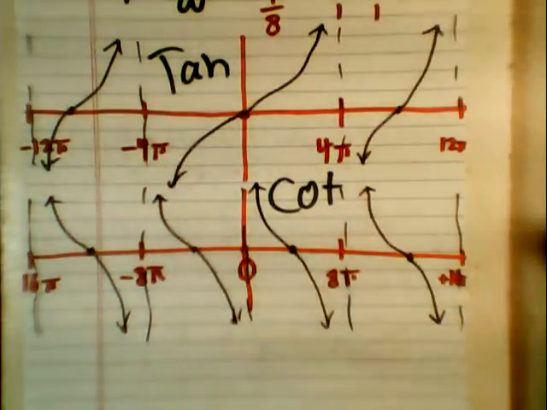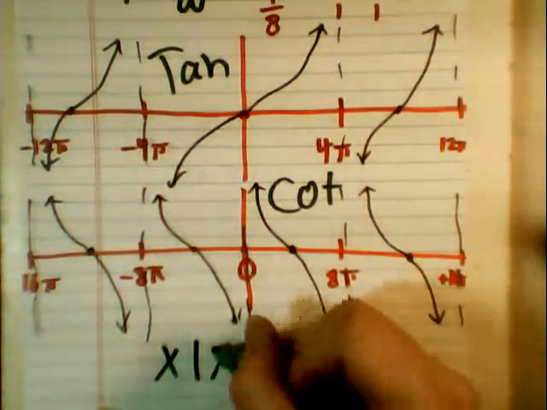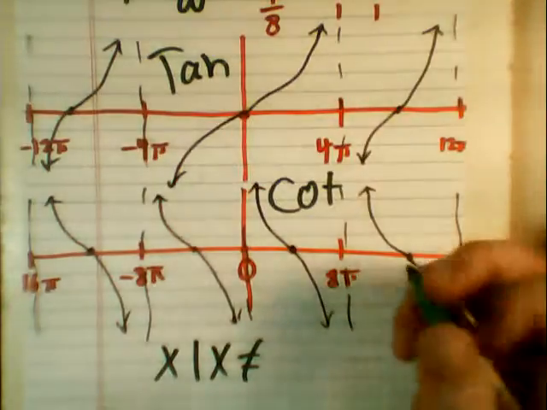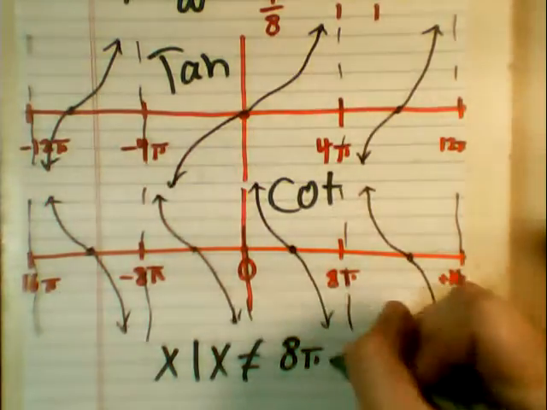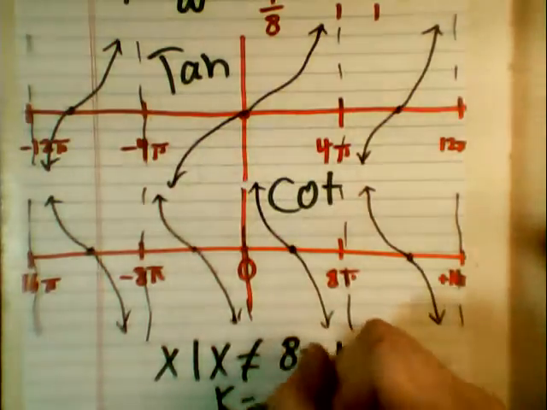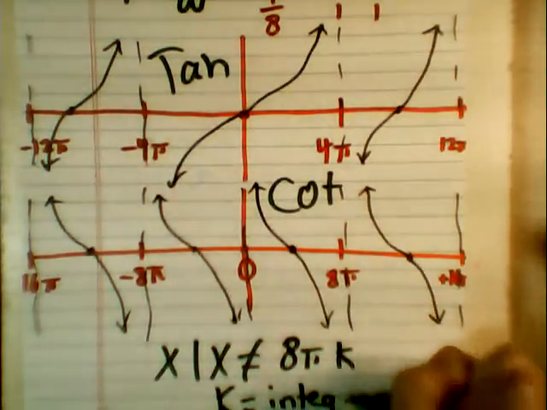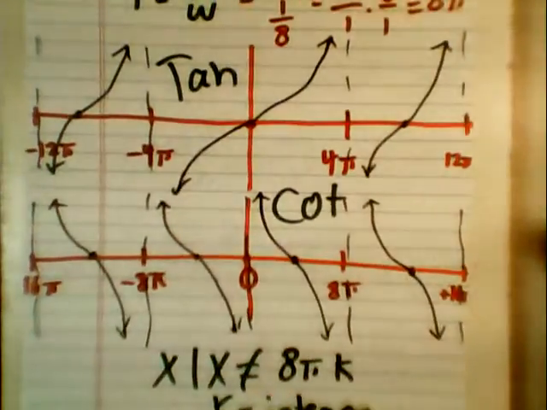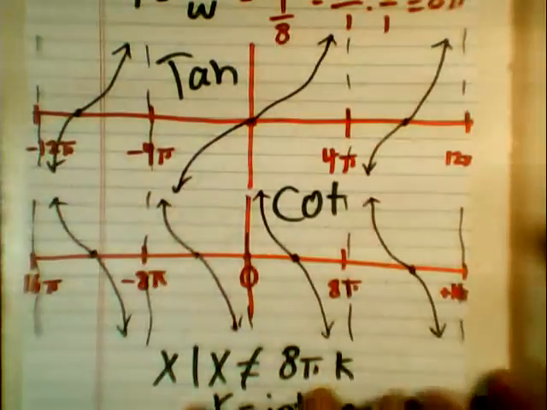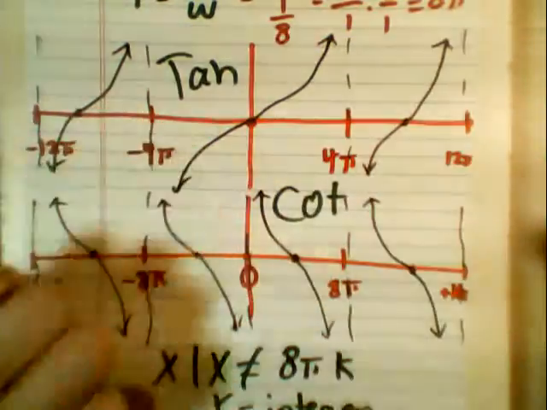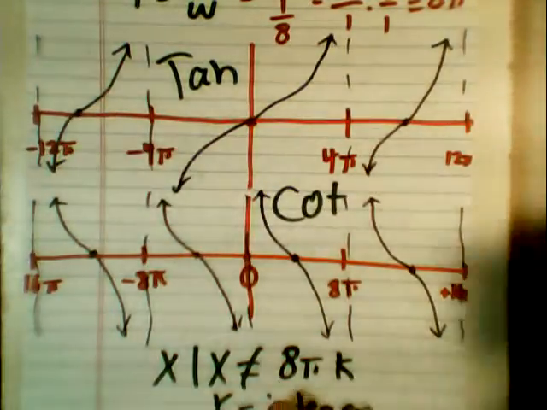So it's such that x doesn't equal 8 pi k, where k is an integer. Its period was 8 pi, remember? So if k is 0, then that makes this asymptote. K is 1, that makes this asymptote. If k is 2, that makes 16 pi, which is this asymptote.